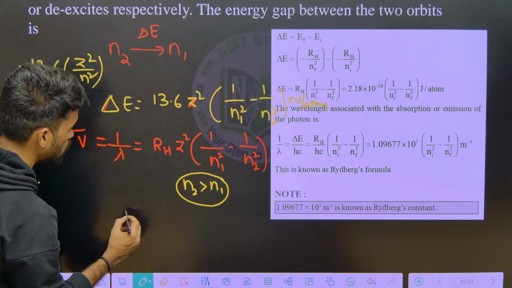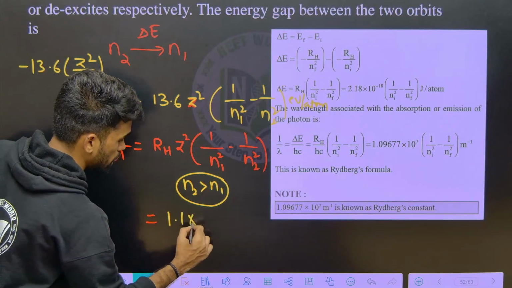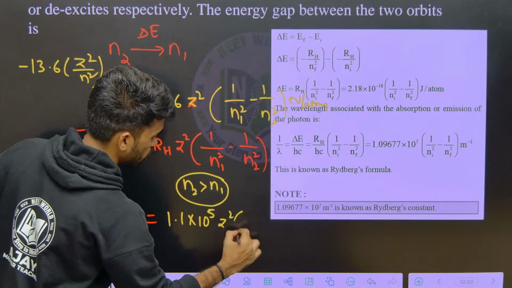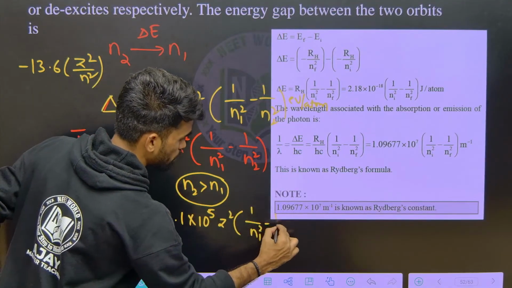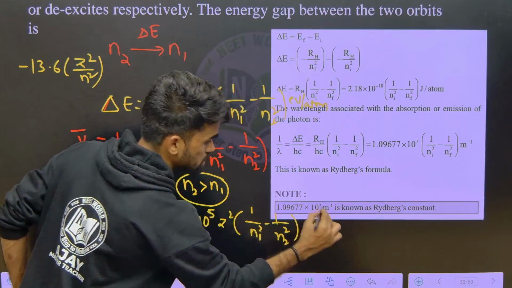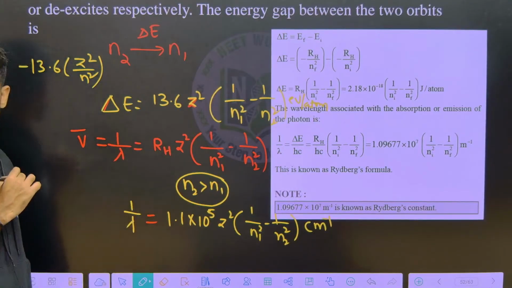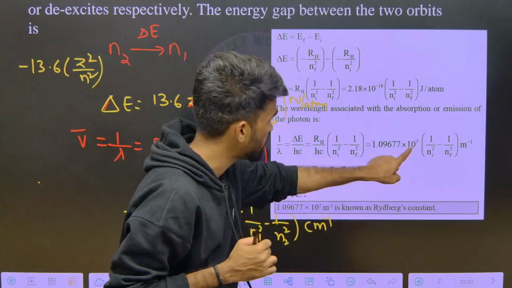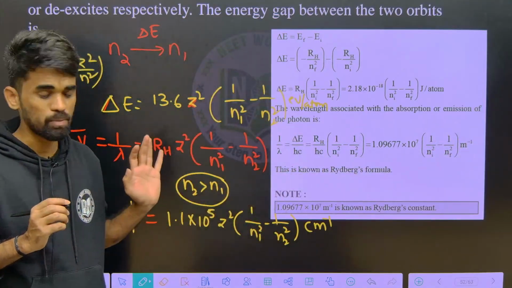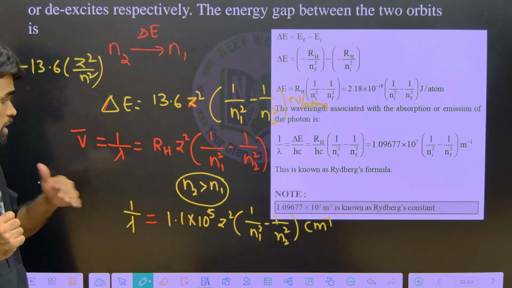So the value of this Rydberg constant I can write: 1.1 into 10 power 5, Z square, 1 by n1 square minus 1 by n2 square, centimeter inverse. I am writing centimeter inverse for lambda, 1 by lambda. And this is 10 power 7 for meter inverse. So you can use either of these depending upon the requirement. Hope up to here it is also clear. Yes, write it.